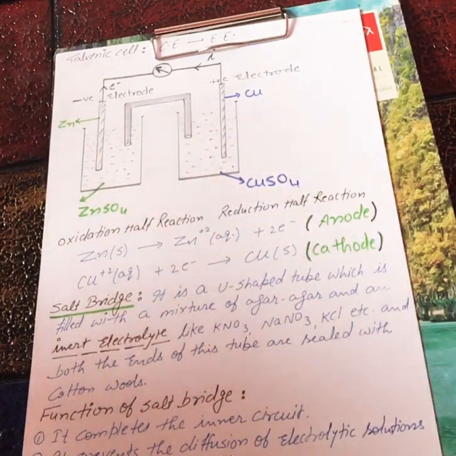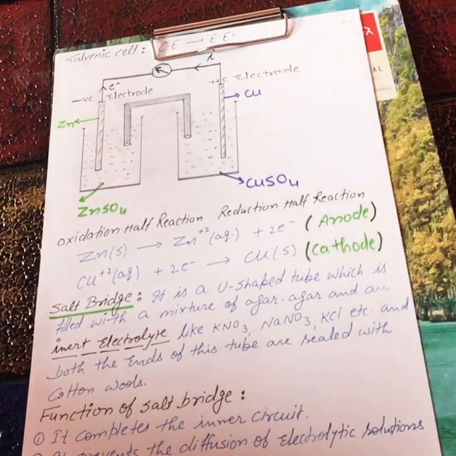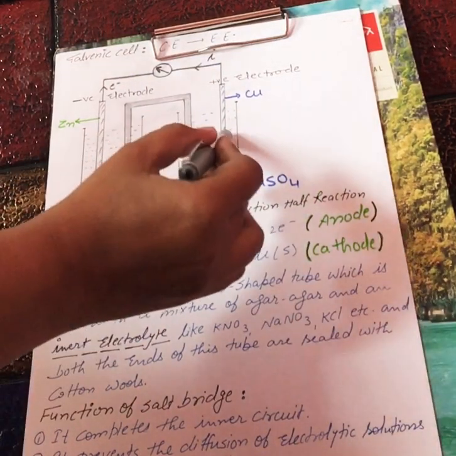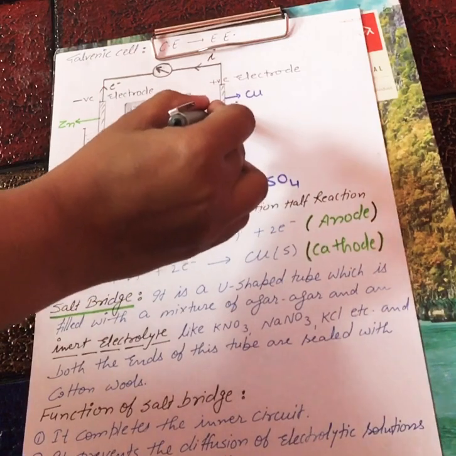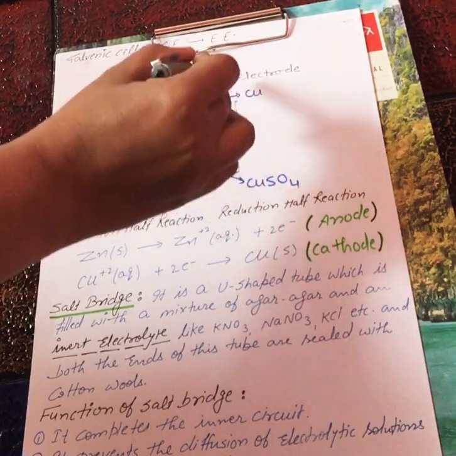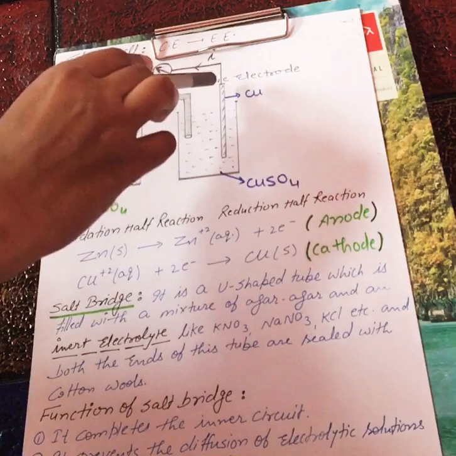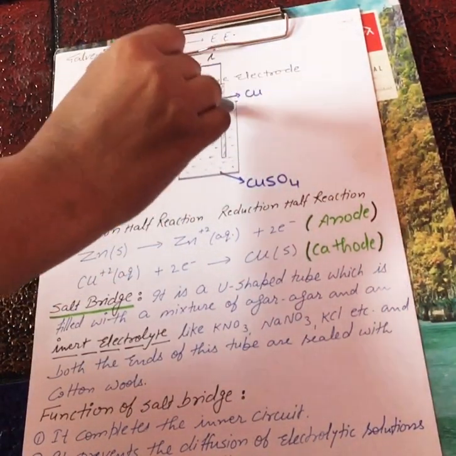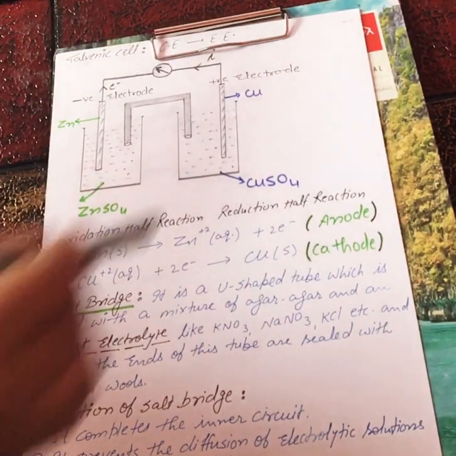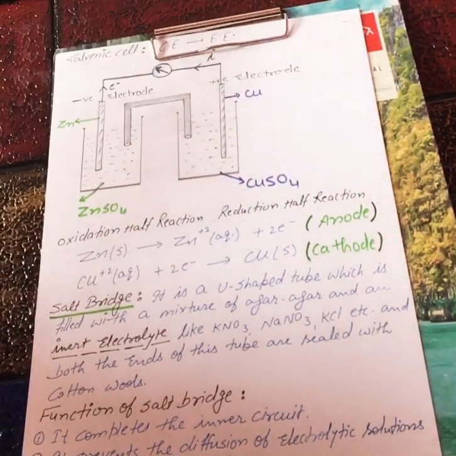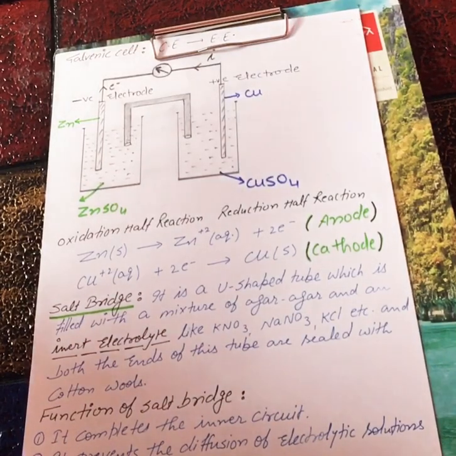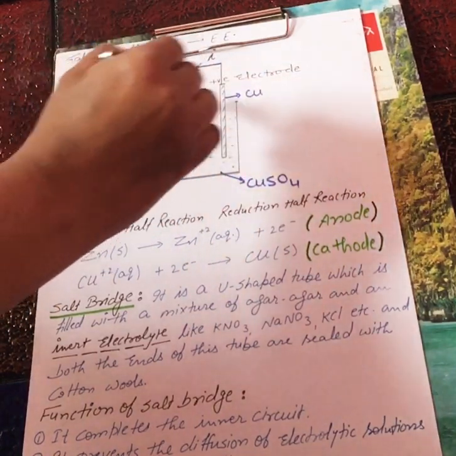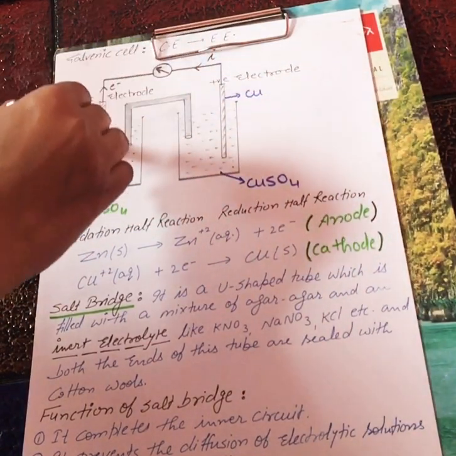These electrons will move in the circuit and be consumed by the copper plate in the reduction. Okay, the reduction which takes place on the copper plate, that means on the cathode. Therefore we can say the direction of current in a galvanic cell is from cathode to anode.